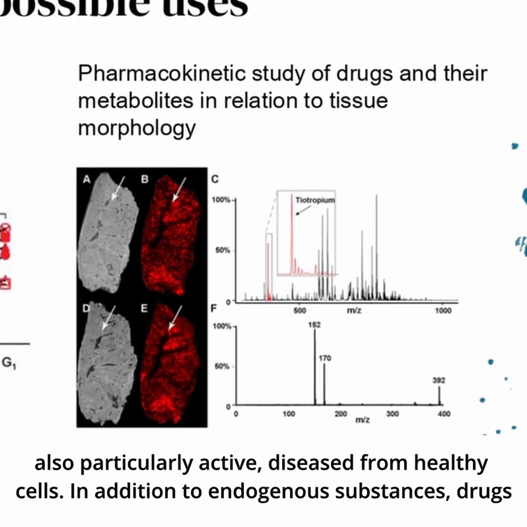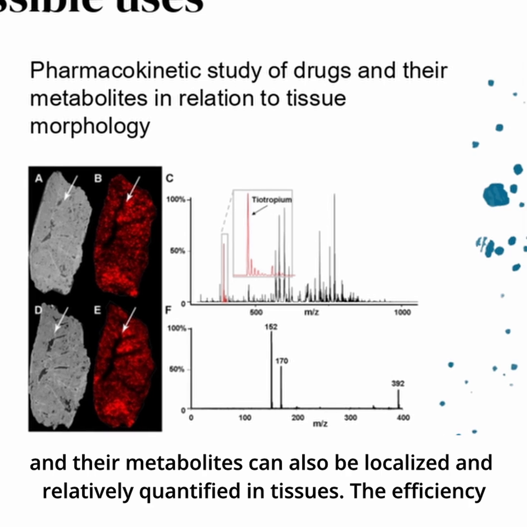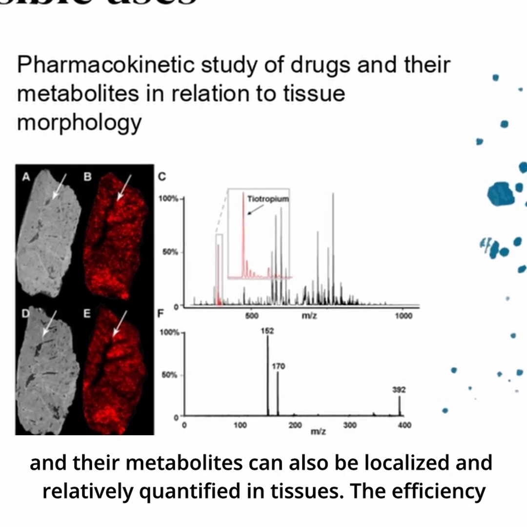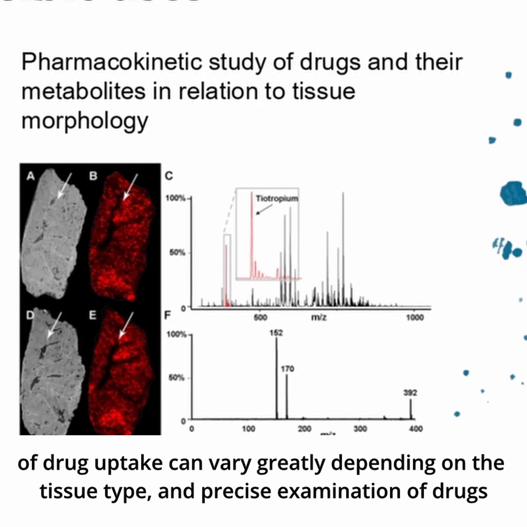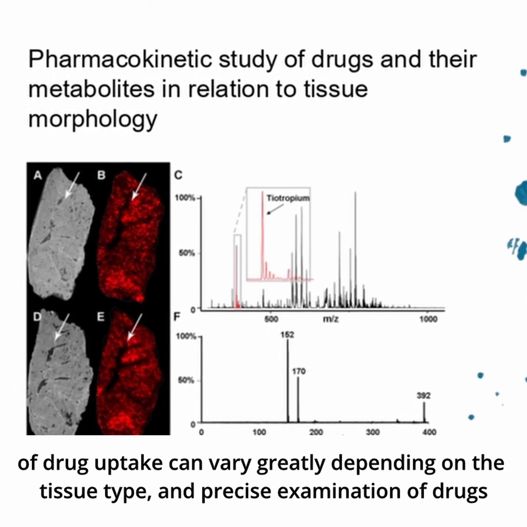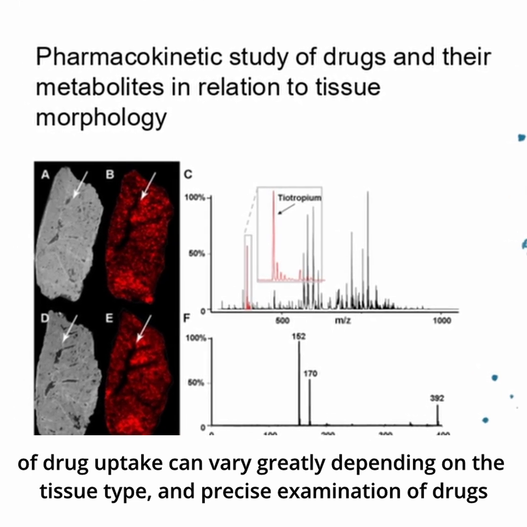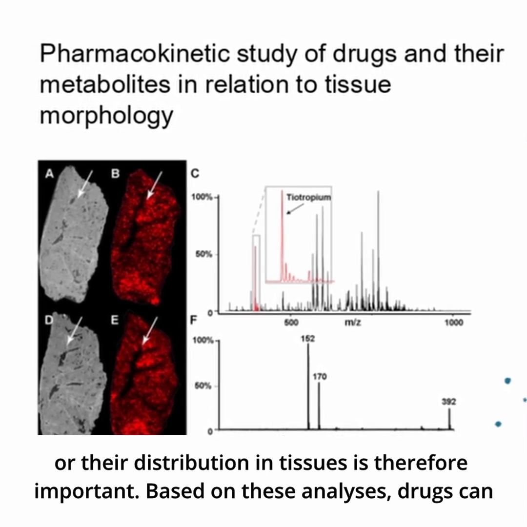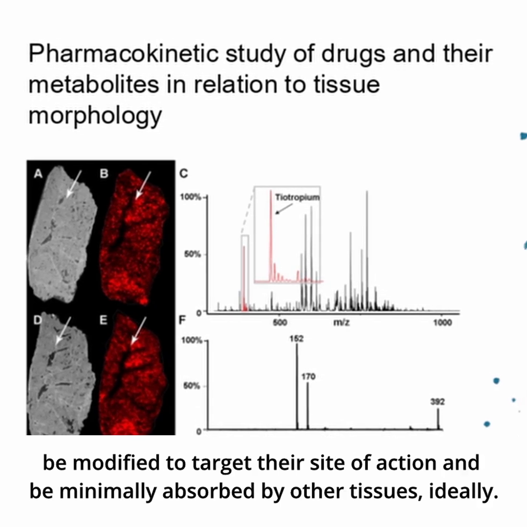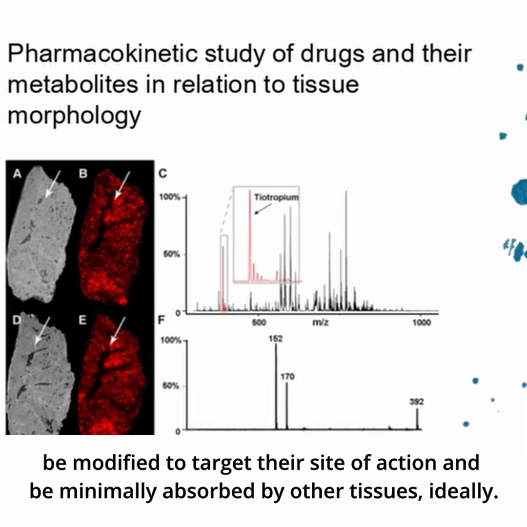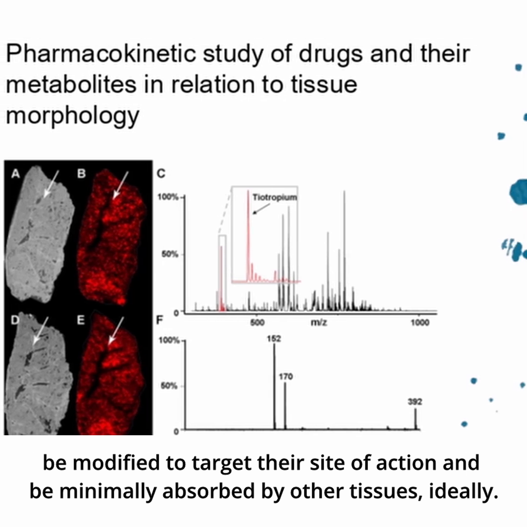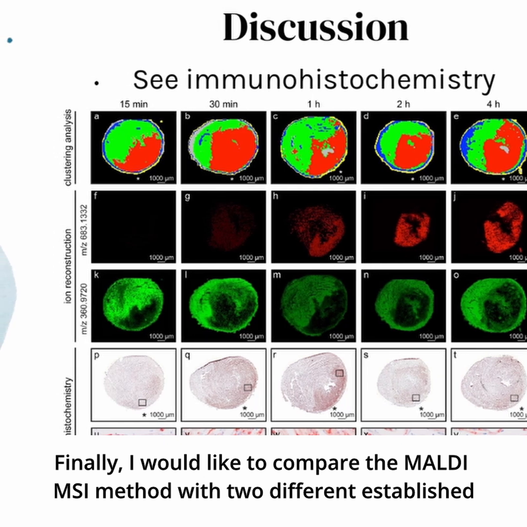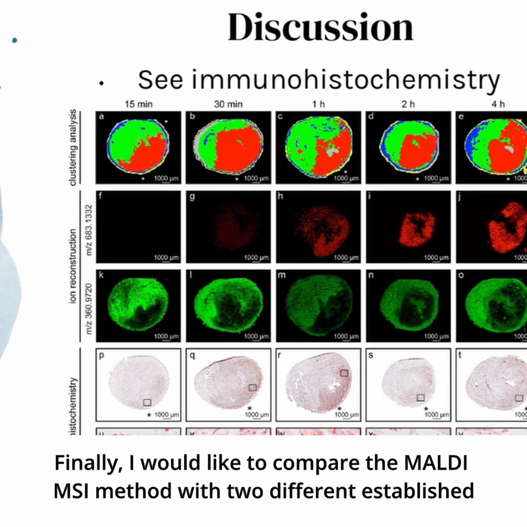In addition to endogenous substances, drugs and their metabolites can also be localized and relatively quantified in tissues. The efficiency of drug uptake can vary greatly depending on the tissue type, and precise examination of drugs or their distribution in tissues is therefore important. Based on these analyses, drugs can be modified to target their site of action and be minimally absorbed by other tissues, ideally. Finally, I would like to compare the MALDI MSI method with two different established methods.